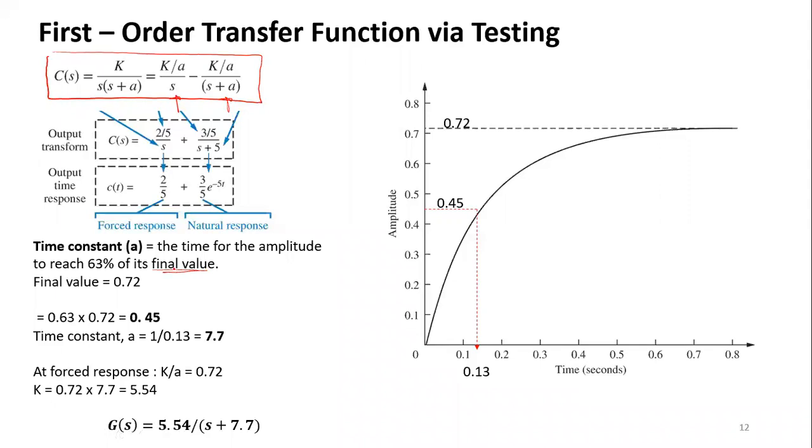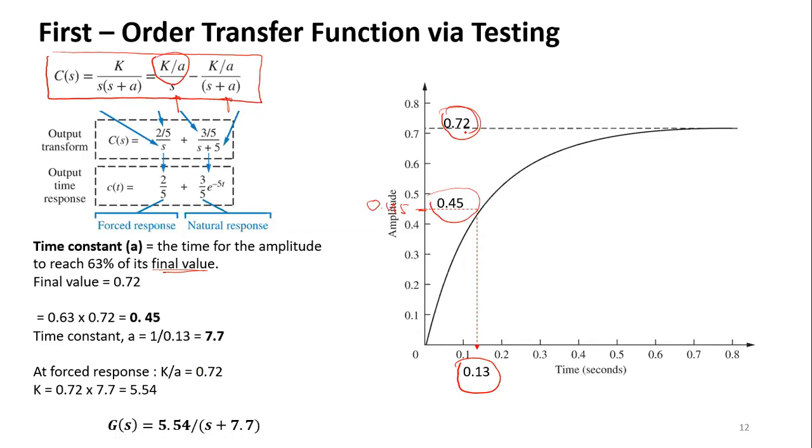In this case, the final value is 0.72. So from 0.72, you multiply by 63%, you get 0.45. You find the value of 0.45 here, and at this 0.45, you go down, and then you will get the time constant, which in this case is 0.13. The forced response here is equal to K over a, so that means it equals 0.72 in this case.